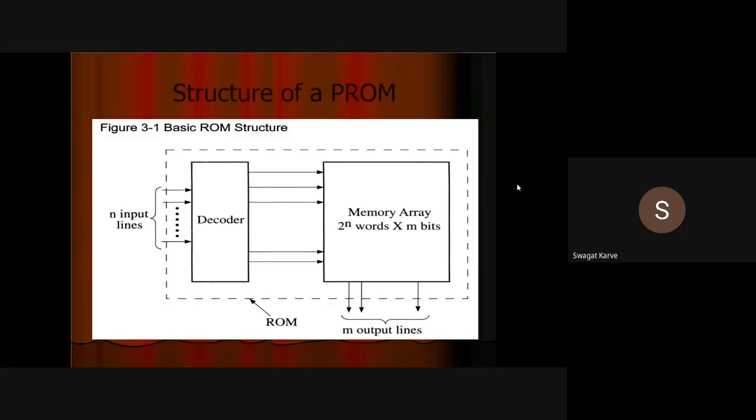Okay. Now the next part is the structure of this PROM. So how does the structure of this PROM look like? So this is what the structure of this PROM is.